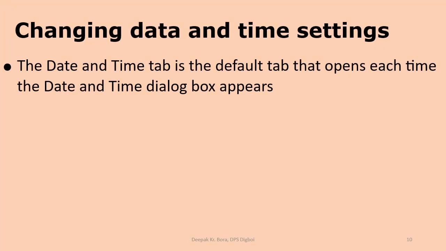Changing date and time settings. The date and time tab is the default tab that opens each time the date and time dialog box appears. Now we are going to see practically how to change the date and time in our computer with the help of the control panel.